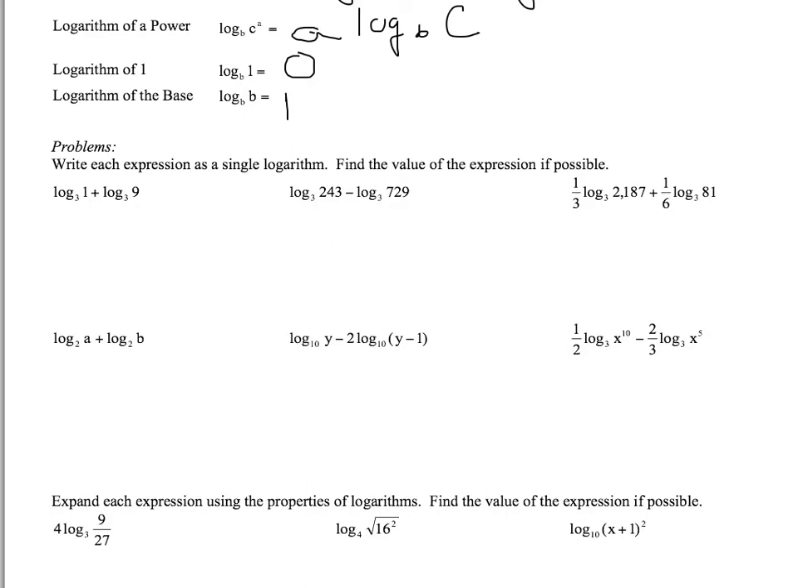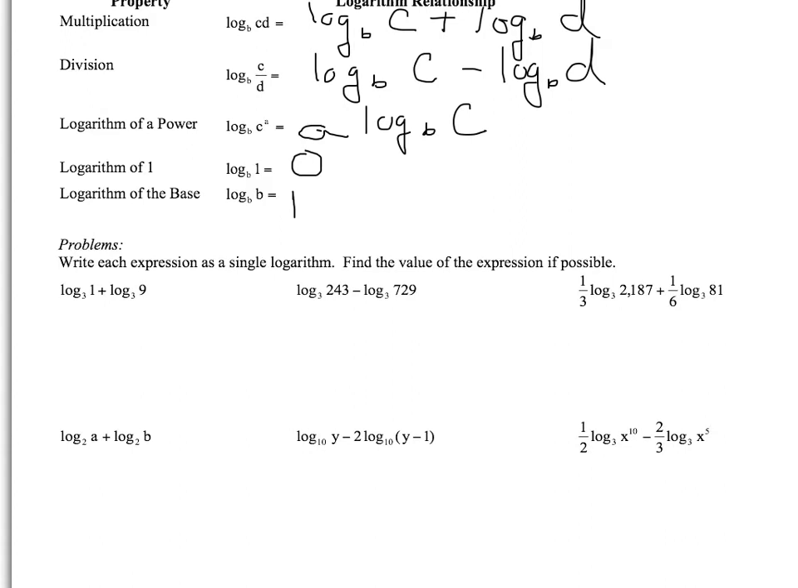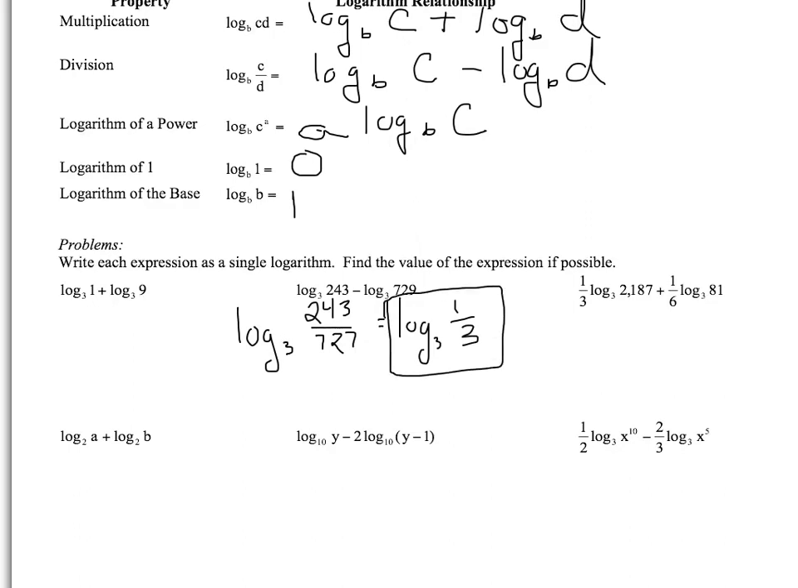Right now it's combined by subtraction. Subtraction, from the top of my page, will condense down to division. So rewriting this, it's going to be log base 3 of 243 divided by 729. If you just take 243 divided by 729 in your calculator, you get 1/3. So that's writing it as a single logarithm.